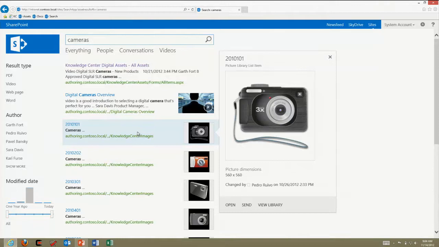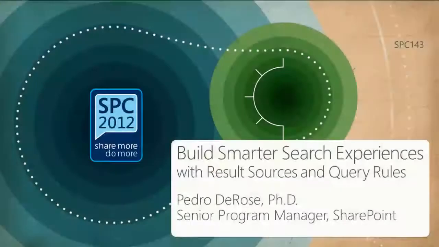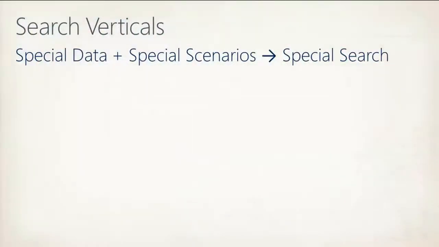So the takeaway here is that if you've got special data and special scenarios, you can build a specialized search center. There's just no excuse anymore. So let me give you a couple of examples just to get your mind going, of the sort of specialized search experiences that we have at Microsoft.